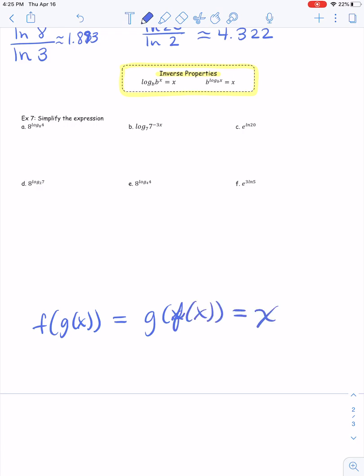Remember I made you check both of them. I said you got to compose one inside the other, get x, then compose the other inside the original and still get x. If you don't get x for both of them, then they're not inverses of each other. So if we think about logarithmic versus exponential form and using composition, then they both have to equal x. That's the property that I'm giving you in this box right here.